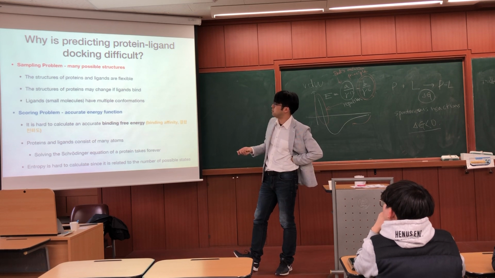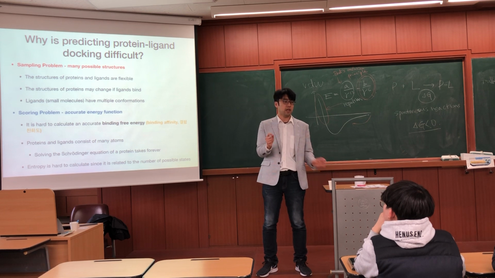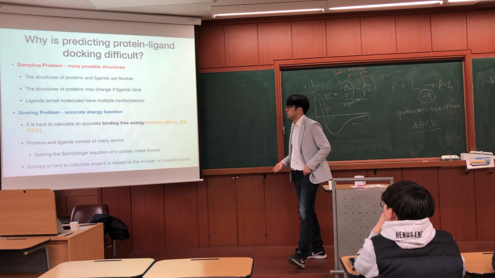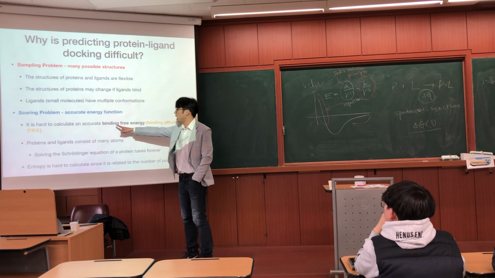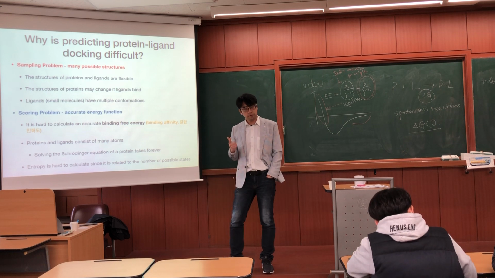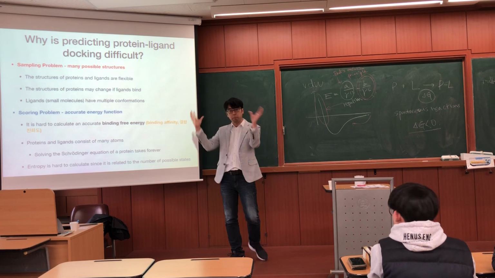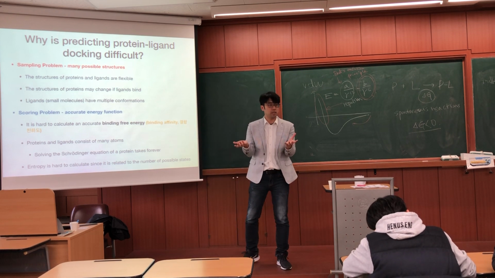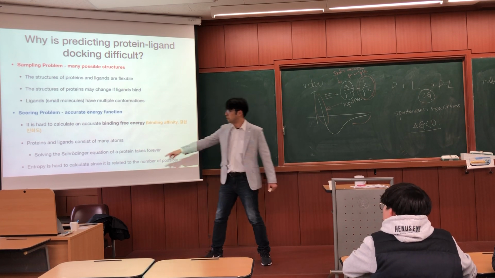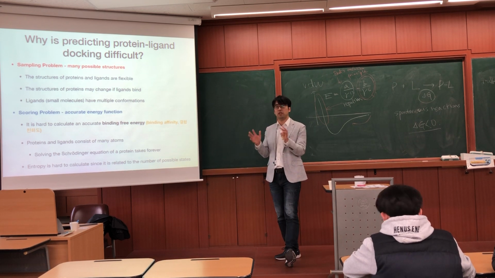The second problem is called the scoring problem. We have to correctly identify which pose is the best and which pose is worse. It is hard to calculate an accurate binding free energy. Why is it difficult? First, proteins and ligands generally consist of many atoms. They are big molecules, much bigger than organic molecules. It is really impossible to solve the Schrödinger equation for a protein because it is too big for modern computers.